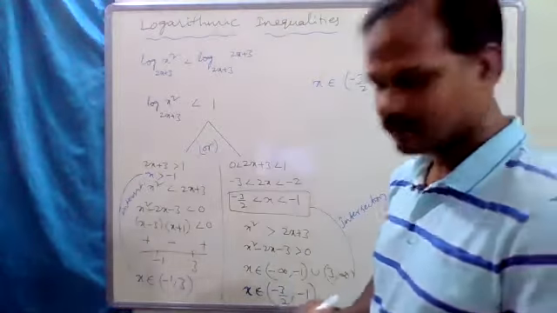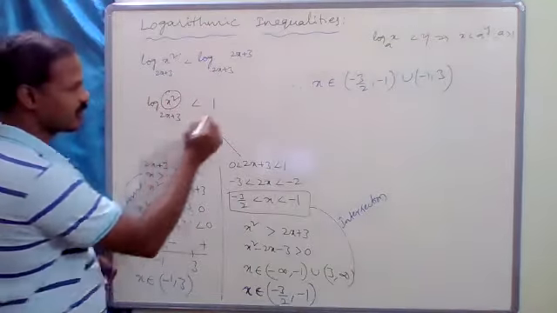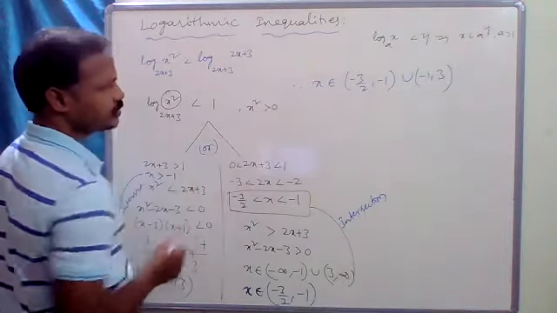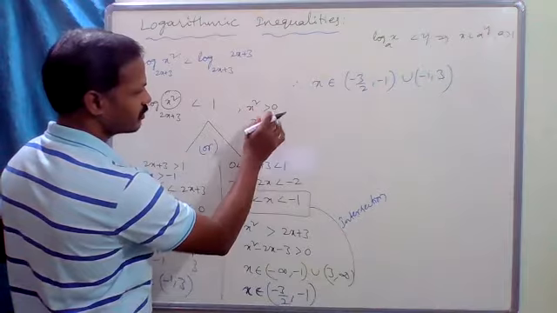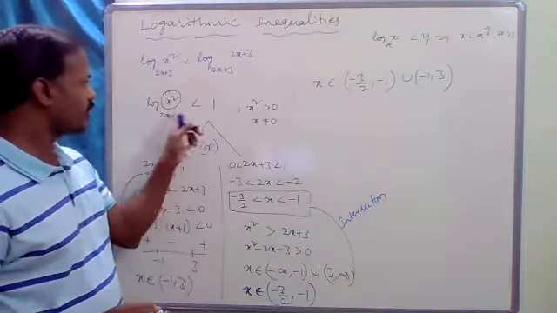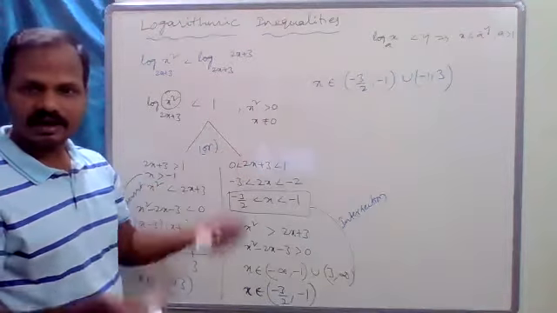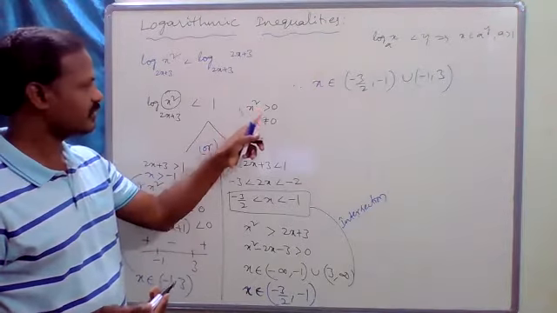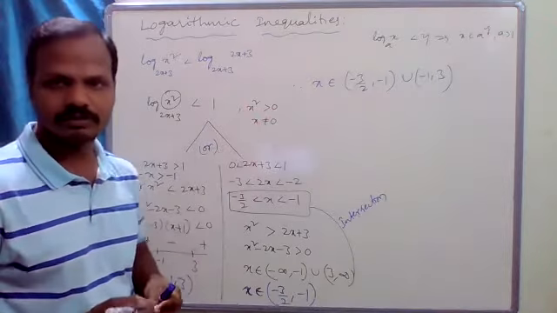But here one more thing is, what is the domain of log x square? Here x square should be greater than 0. Okay na? So that means x should not equal to 0 because x square is always positive. So x should not be 0. Yes or no? If x is 0, then this is 0. In other cases, it is always positive because it is a perfect square. So x square greater than 0 means x should not be 0.